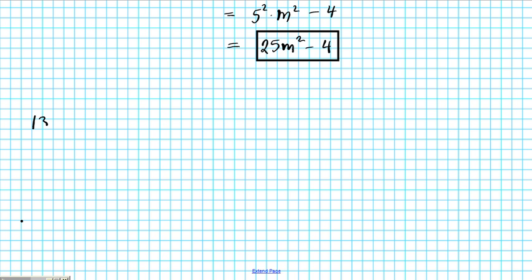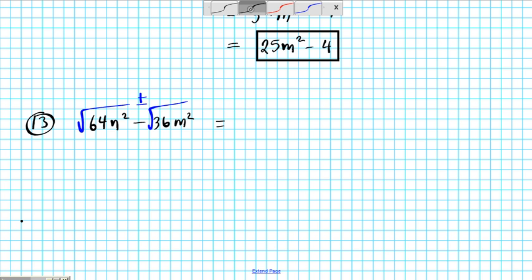So, for question 13, what if we had 64n squared minus 36m squared? How do we do this? Same process. Since you have a difference of squares, we are going to factor here. So how do we factor that? You simply root the first and the last, and then you're going to add and subtract square roots.